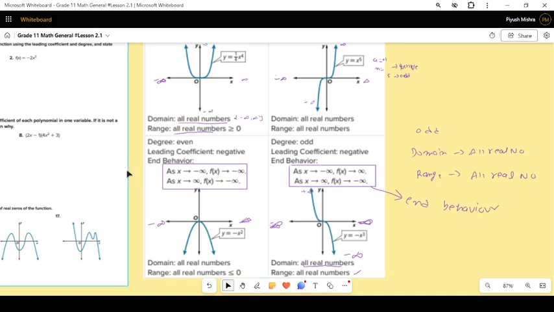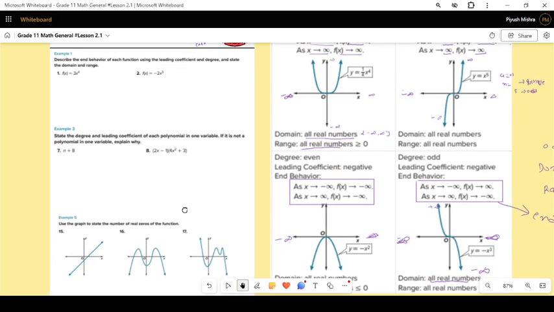Now we are ready to do the questions. So those were the basic things. Now I'm going to start with the questions. Question number 1 we are going to do.